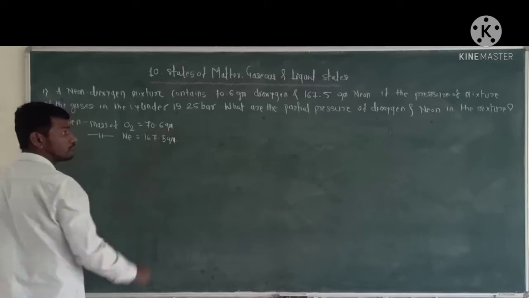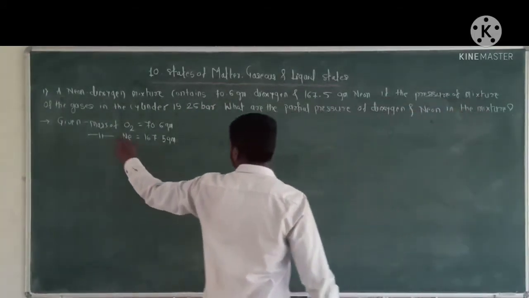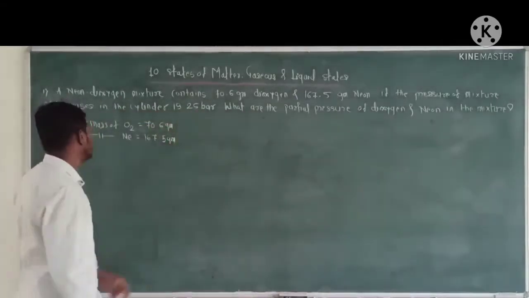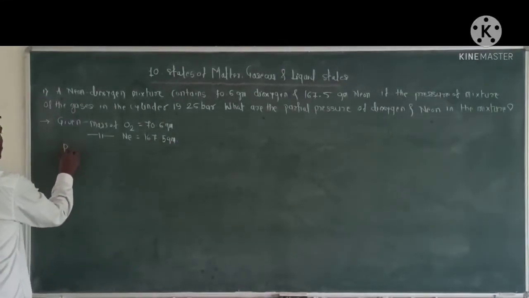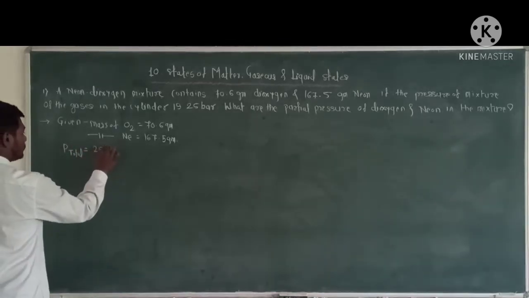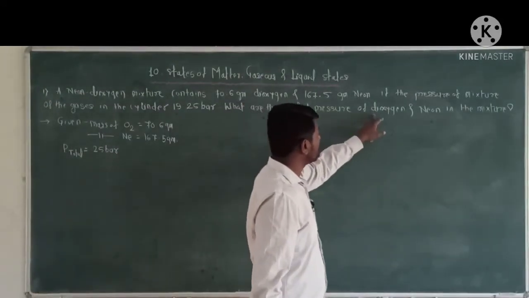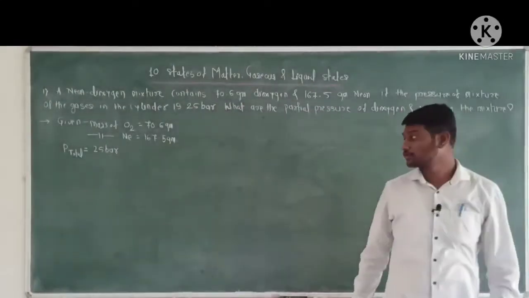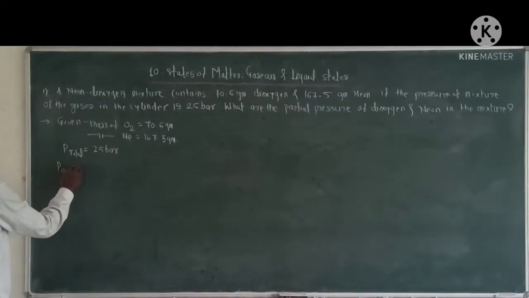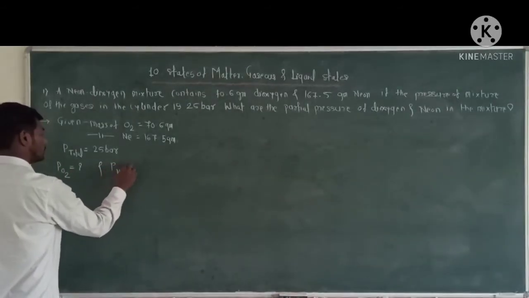gram. Okay, if the pressure of a mixture of the gases in the cylinder is 25 bar, that is, P total pressure is 25 bar. Okay, what are the partial pressures of dioxygen and neon in the mixture? That is, partial pressure of dioxygen? and partial pressure of neon?